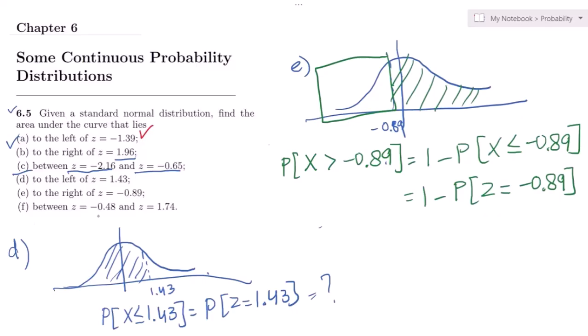The last part is between z equal to 0.84 and z equal to 1.75, and this is similar to part C, and you have to do it yourself, try it, and if not, I will solve it in our upcoming video as well.